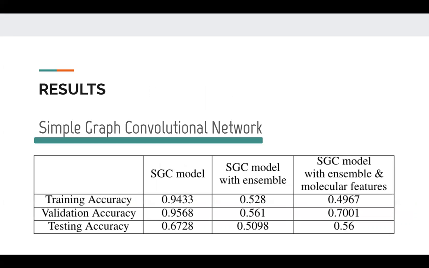Here's the result for the SGC network. Although there's a high training accuracy and validation accuracy in the SGC model, it is because of the imbalanced data. So the model simply treats the popular label as the predicted label. And as you can see, in testing, when there's a more balanced mixture of labels, it has a worse performance. And in the SGC model with ensemble and molecular feature, the amount of split data fed into the network is not enough to let the model learn the data. As you can see, the result is barely better than a random guess.